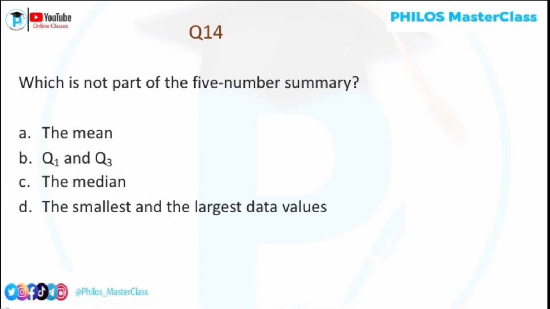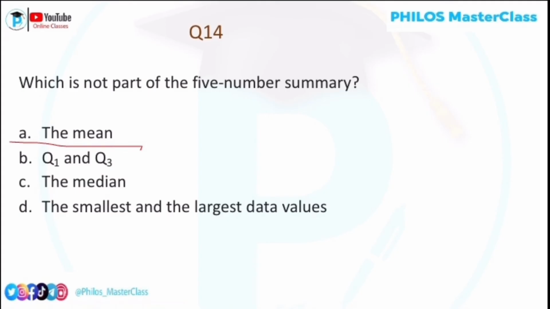This question says, which is not part of the five number summary? You were taught box plot, isn't it? In the box plot, you have the minimum data value, you have the maximum data value, you have the first quartile, you have the second quartile, and you also have the third quartile. Remember, second quartile is also known as the median. So you see that in the box plot, you don't have the mean. So the mean is not part of the five number summary.